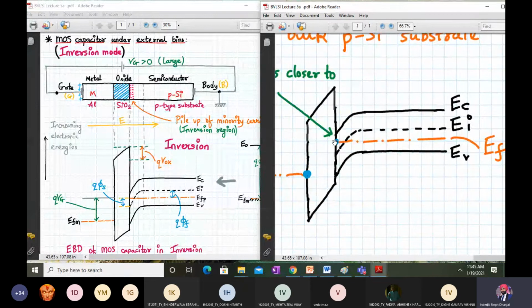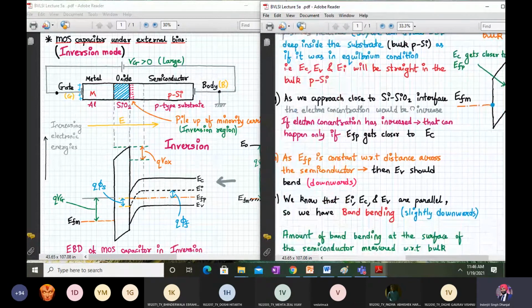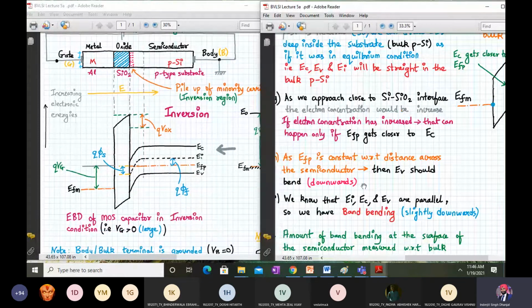That means at the surface, we have created an N-type layer. That means we have inverted the surface. Fine. So that's why EI and EC will also follow by the same amount. So hence we get a larger bending in case of your inversion layer, even larger than your depletion layer. Okay, so this is what happens.